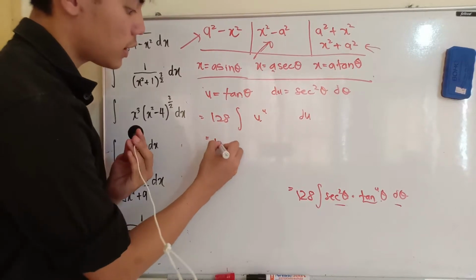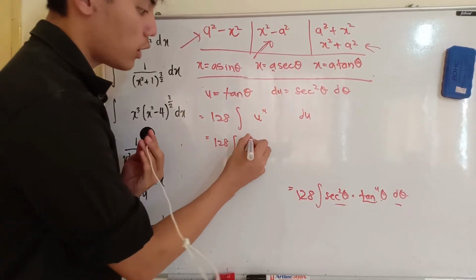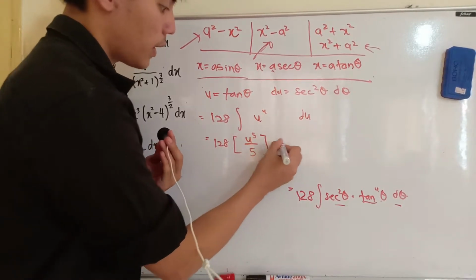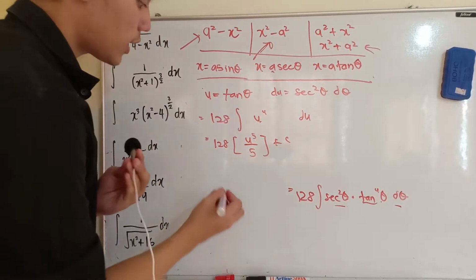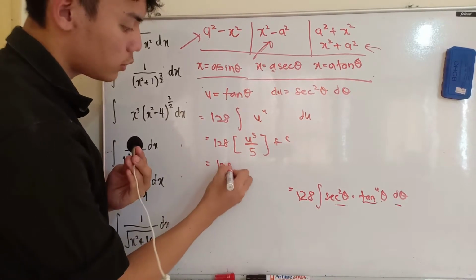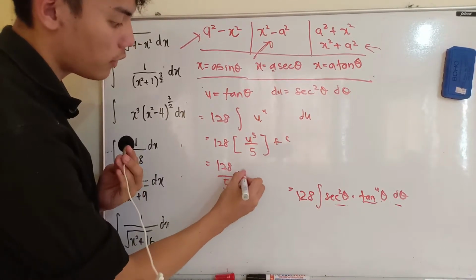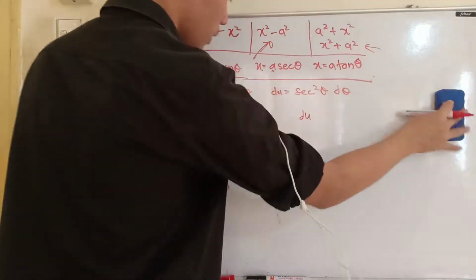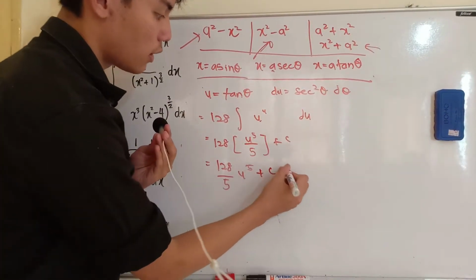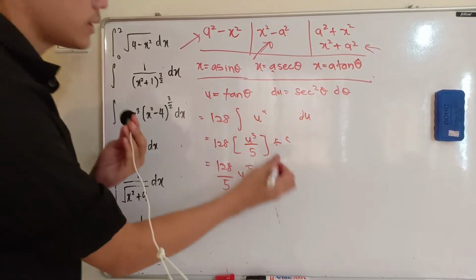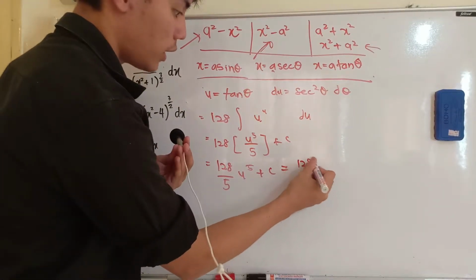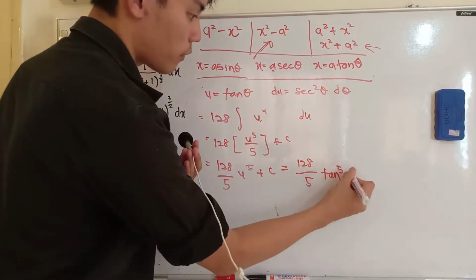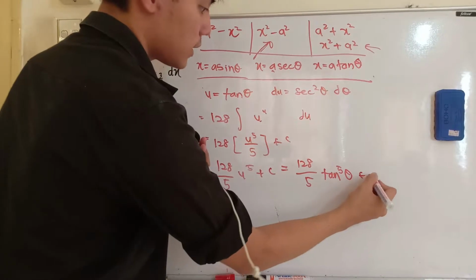Now you just integrate it, and you're going to get u power 5 over 5 as well, and then plus c. So your last answer is going to be 128 over 5 u power 5. Now your u is actually tangent theta, so I'm just going to substitute it back. So 128 over 5 tangent theta power 5, plus c.